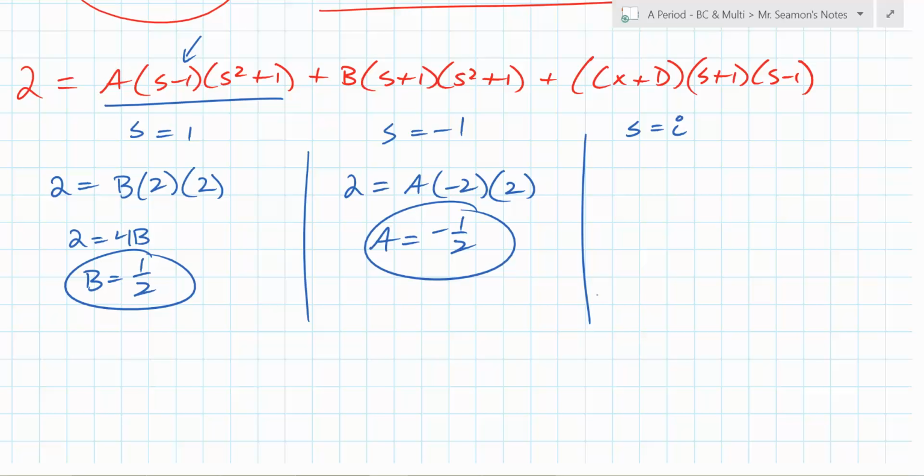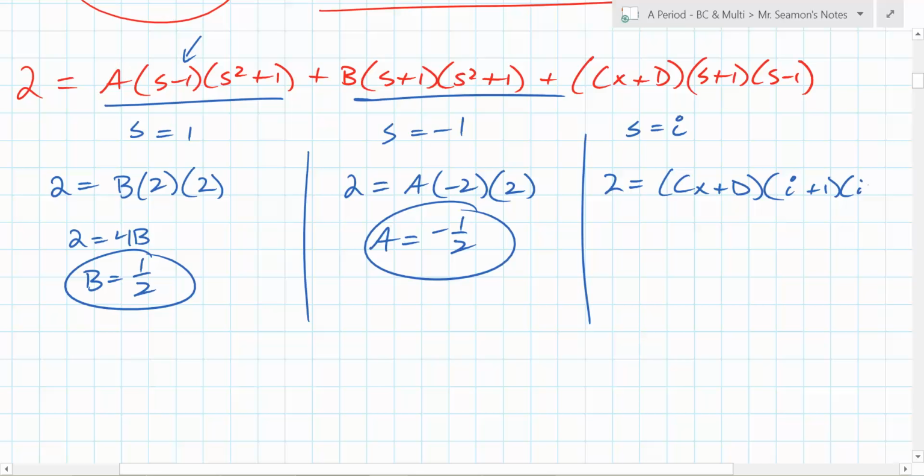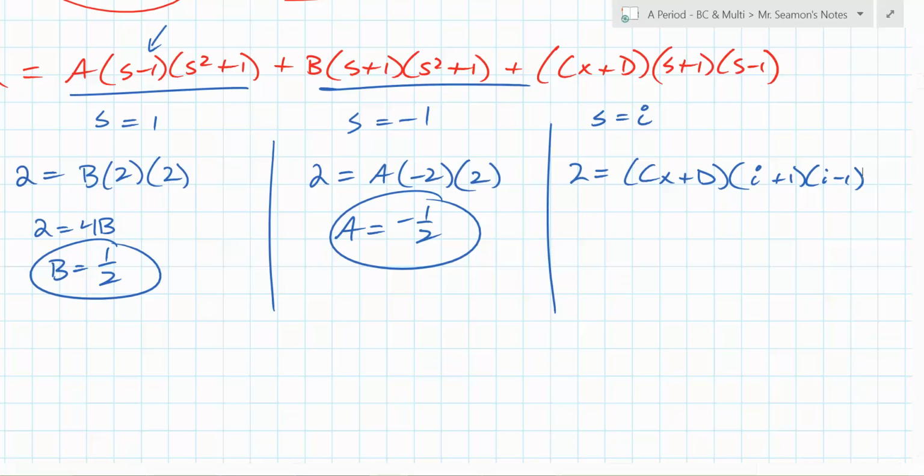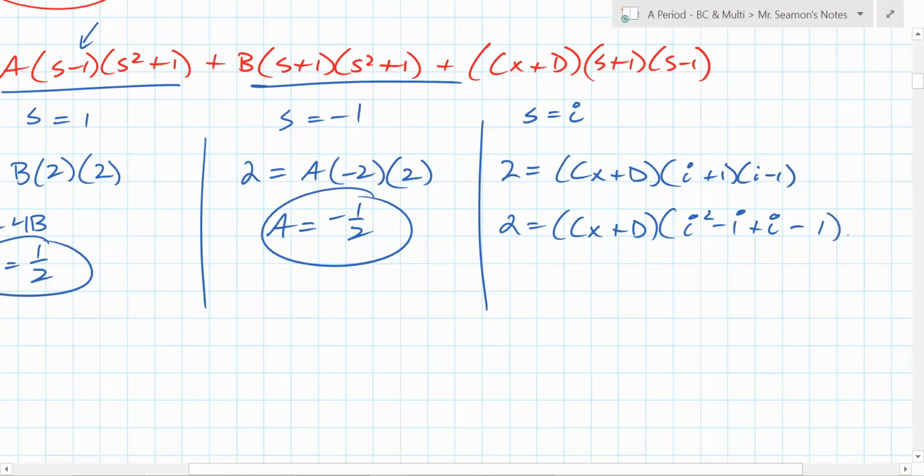Yeah, so here's the thing. If you plug these in, look what happens. What happens to the first 2 terms? They go away. And you might be hesitant because you're like, okay, we still have cx plus d, and then we have i plus 1 times i minus 1. We just don't want to have an i left over. But what happens when you multiply that out? You end up with cx plus d times i squared minus i plus i minus 1. What happens to the i's in the middle?